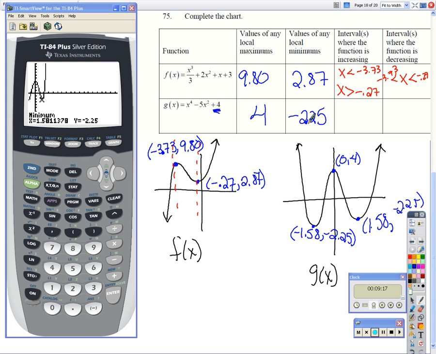So all of these points are where we're going to change from increasing to decreasing. So if I'm walking here, I'm decreasing. So that's when x is less than negative 1.58. Then I'm increasing between negative 1.58 and 0. And I'm going to decrease again between 0 and positive 1.58. Then I'm going to increase for the remainder when x is greater than 1.58.